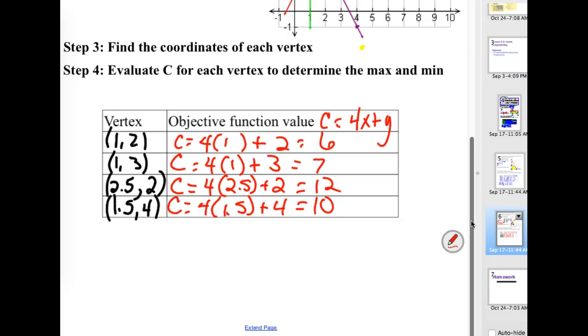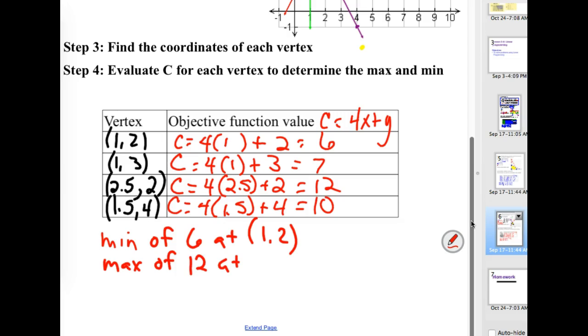Okay. Are we maximizing and minimizing? Okay. So what would you give for an answer? Minimum of 6 at 1, 2. Okay. And then maximum of 12 at 2.5, 2. Okay. Questions about the process?